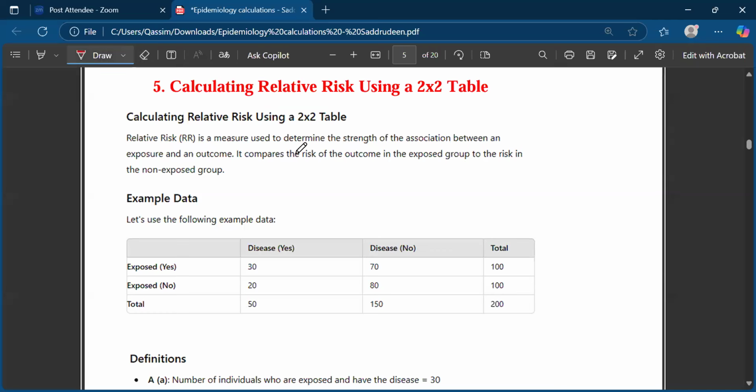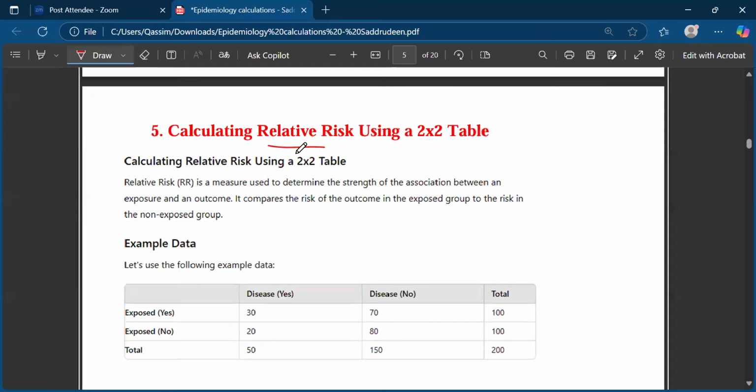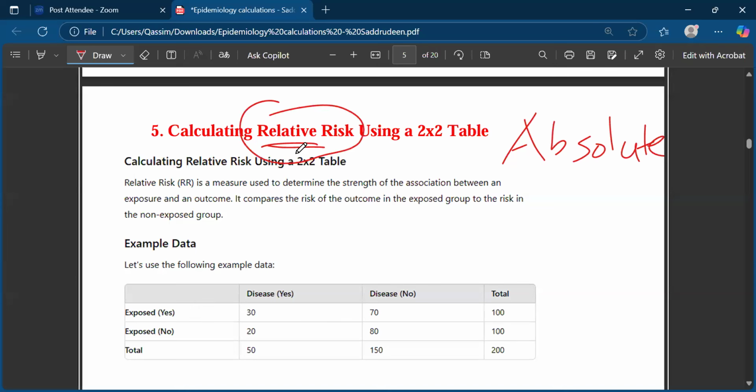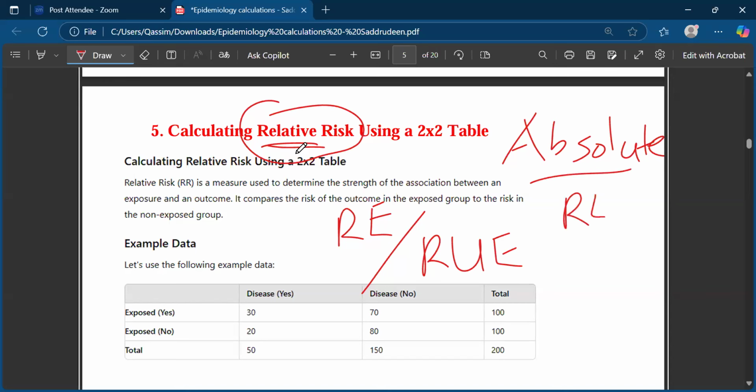Let's look at the example, okay? And remember, there is relative risk. Before you continue, I'm just trying to sensitize you. There is relative risk, and there's something called absolute risk. The relative risk formula means the risk in the exposed over the risk in the unexposed. For the absolute risk, it's the same thing, risk in the exposed, but instead of dividing, you subtract the risk in the unexposed.